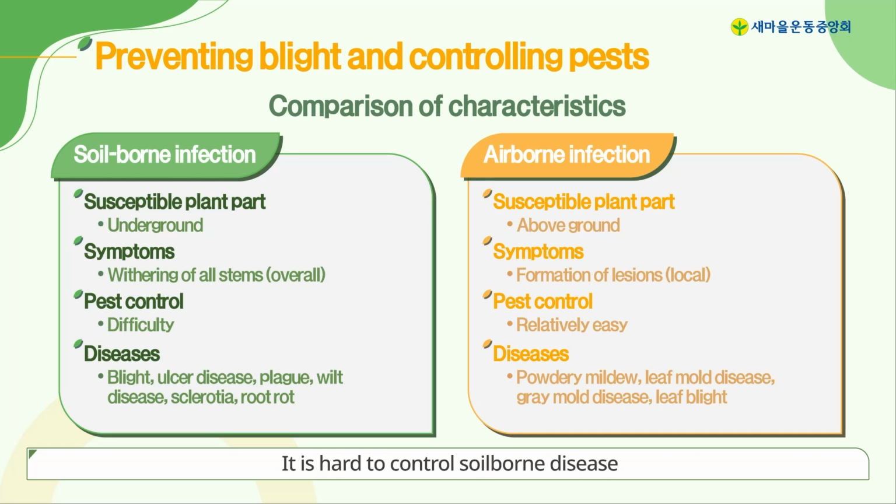It is hard to control soil-borne diseases because their pathogens are inside the soil. Typical soil-borne diseases include bacterial wilt and Phytophthora blight. It is easier to control airborne diseases. But if you do not control them in the early stages, they can spread quickly, which means they demand your utmost attention.